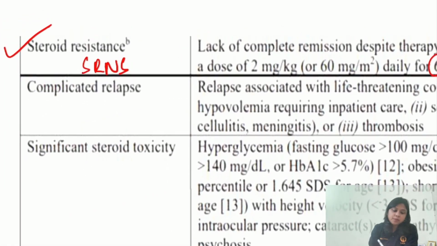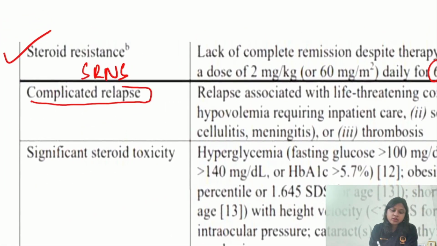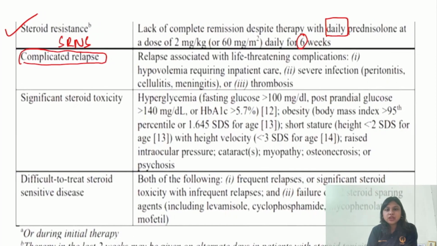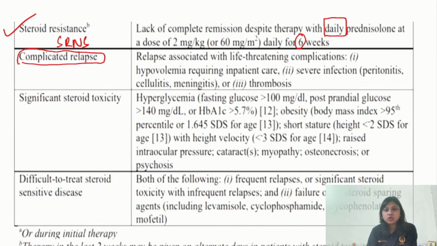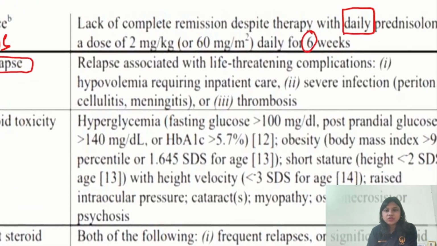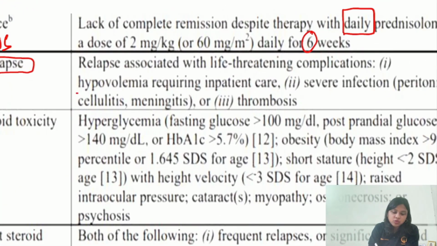Next, coming to complicated relapse. We have already done what is relapse, what is FRNS. Now complicated relapse, only 3 things, remember. All the complications of nephrotic syndrome इसमें नहीं है. So कौन सा complications है? Relapse associated with life-threatening complication. Number 1 is hypovolemia, which requires inpatient care. उस ऐसे hypovolemia हुआ कि admit करना पड़ा.